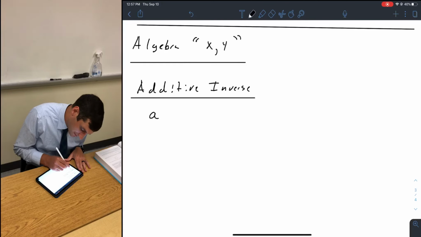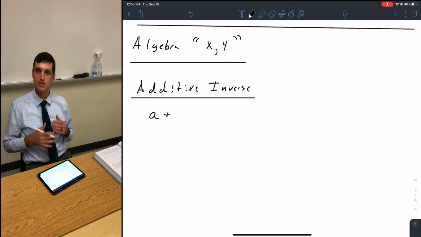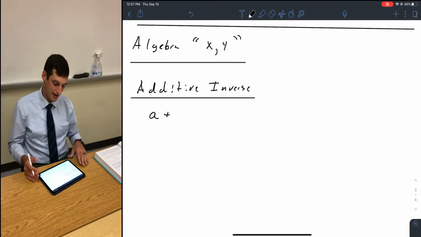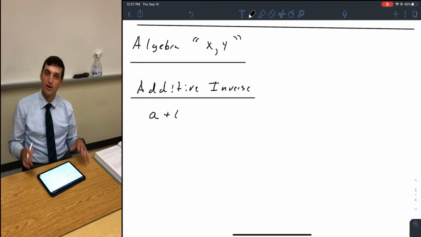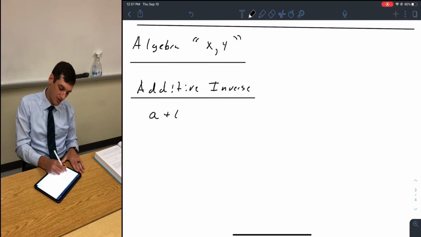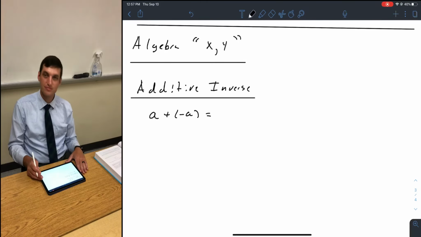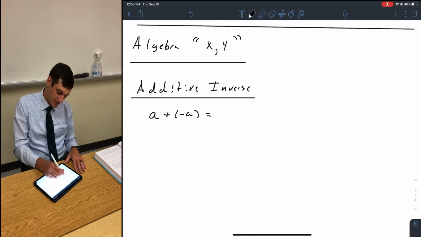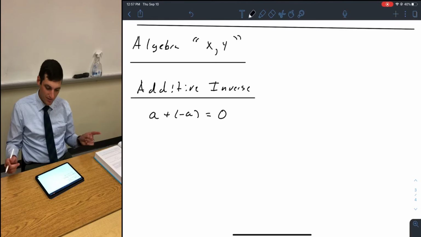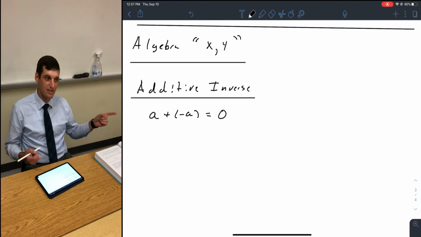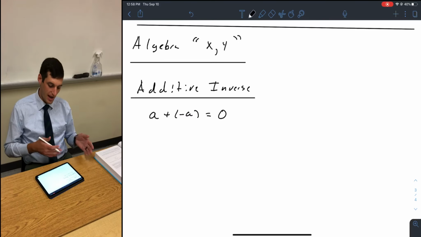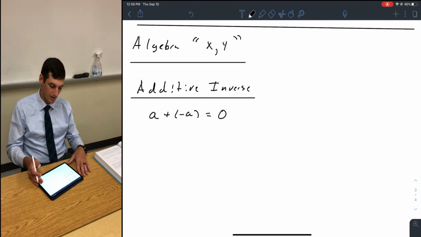So A plus. So it's an addition, so it's an additive inverse, so adding, addition, plus. And what am I going to add? All right, so now we are defining subtraction, which is the inverse. A plus negative A is equal to, you guessed it, 0. Now, if you notice, 0 is our additive identity. So A plus negative A is equal to 0.